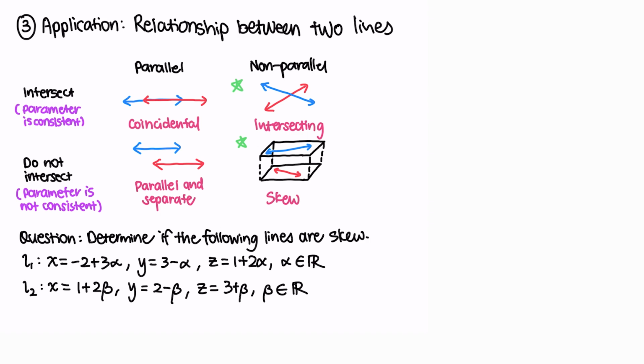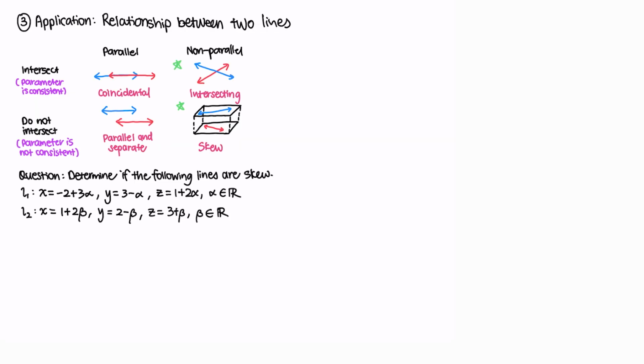Now intersecting means that there's a consistent parameter. If you look down here at the question, this means that the two parameters, alpha and beta, are consistent. There's a consistent value of alpha and beta throughout all these three equations. And the lines do not intersect if the parameter is not consistent. Now let's actually try the question.